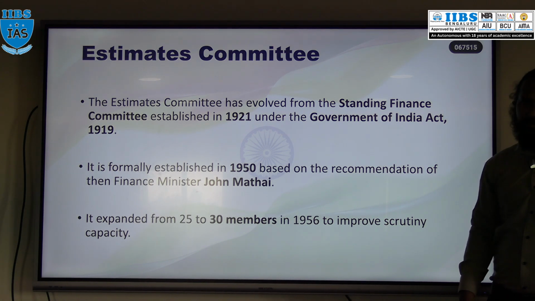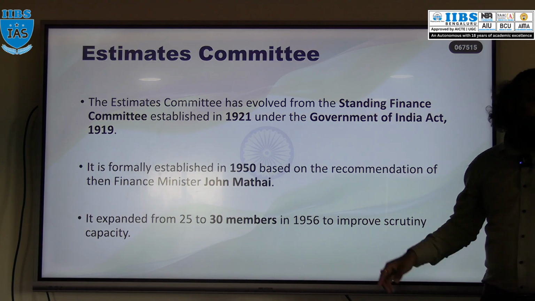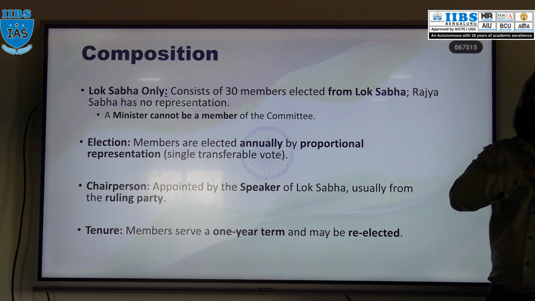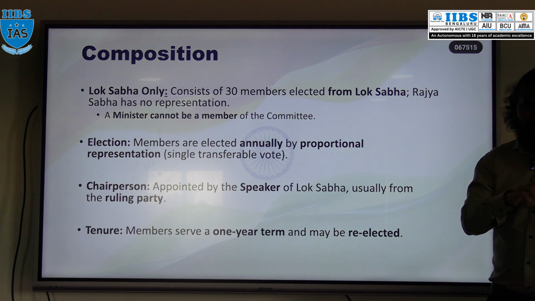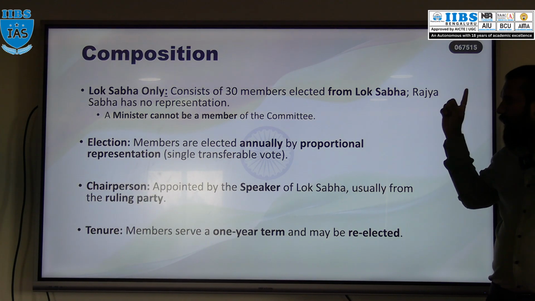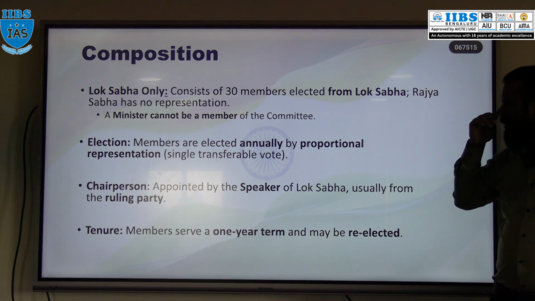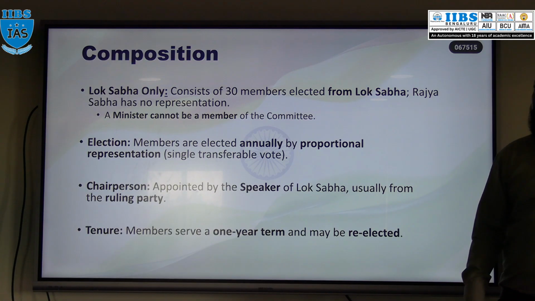Earlier there were 25 members, but in the year 1956 the members increased from 25 to 30. And this committee consists only of members of Lok Sabha. So those 30 members are from Lok Sabha only. Rajya Sabha representation is not there in this committee, and a minister cannot become a member of this committee. He or she is not eligible to become a member of this committee.